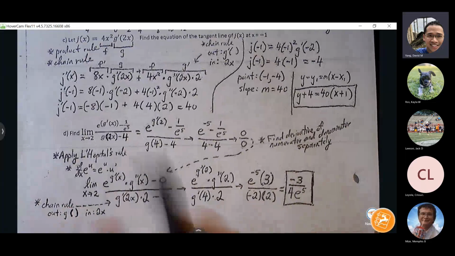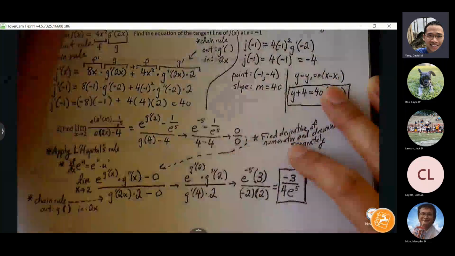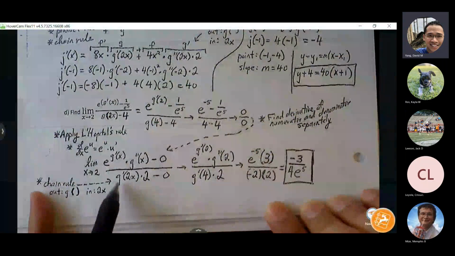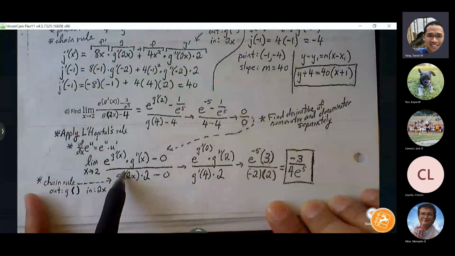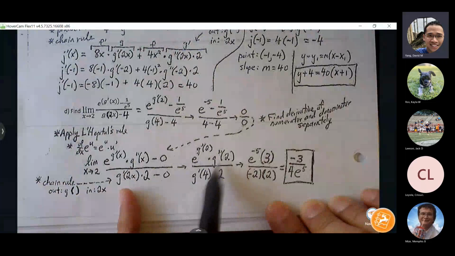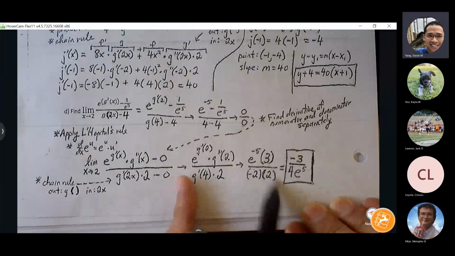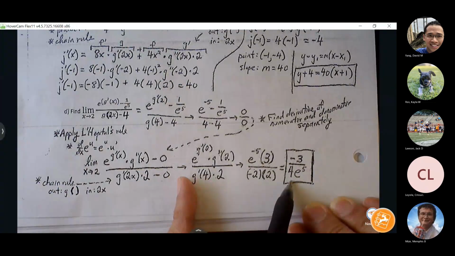So once we have a derivative version of the numerator and denominator, now this gives us another variation for us to evaluate the limit. Okay, so replace every x with 2. And I just get it all the way down to something that is a numeric value.